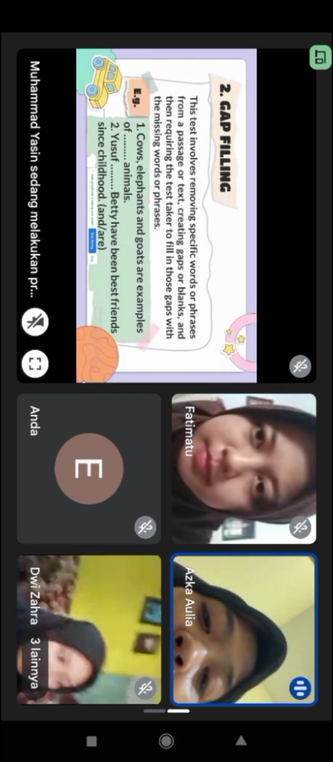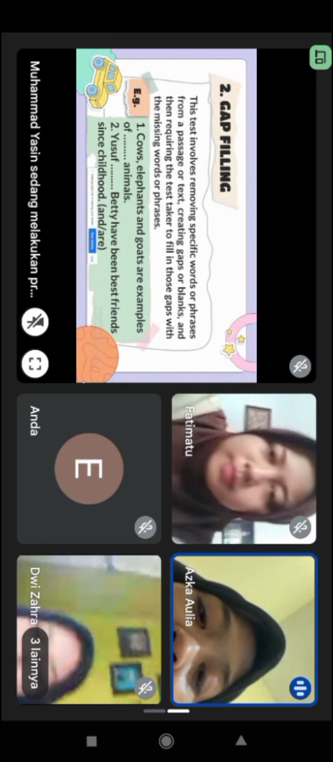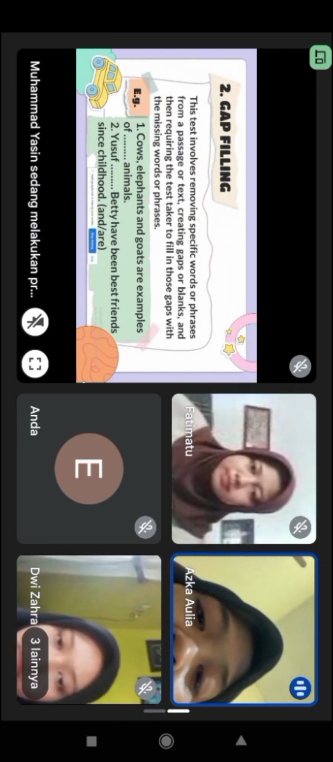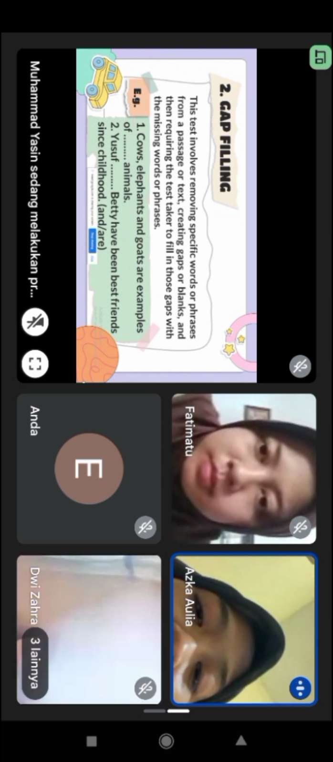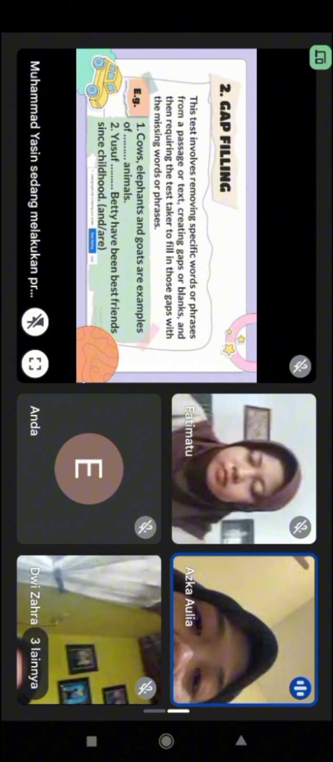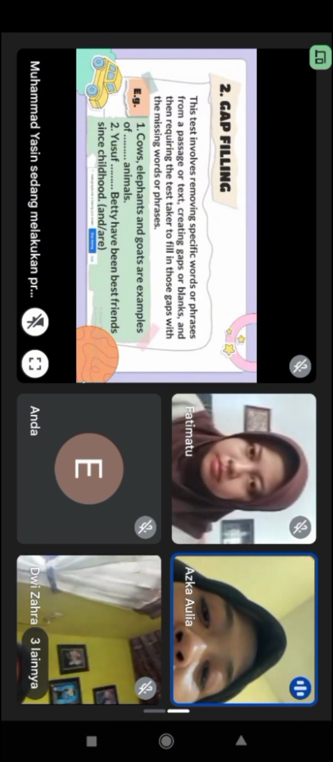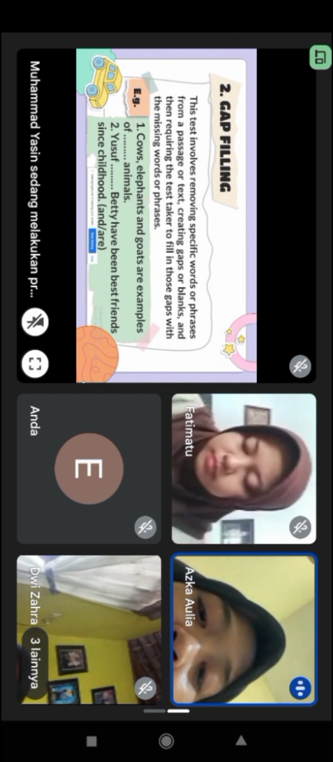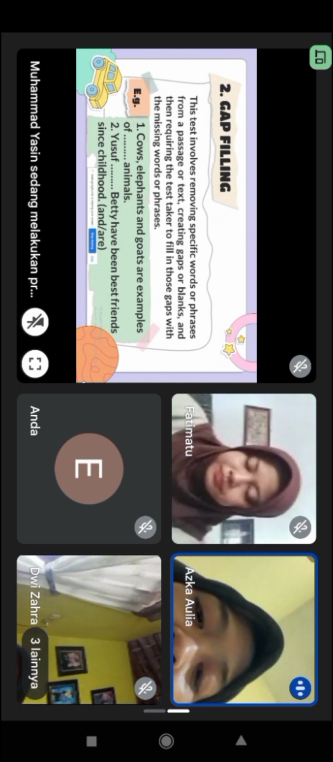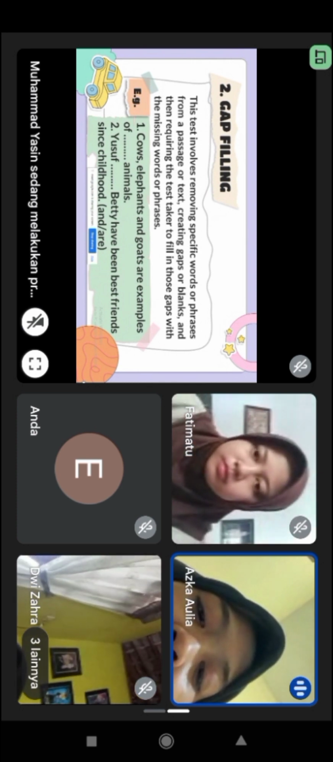Example of gap filling: number 1, cows, elephants, and goats are examples of blank animals. And question number 2, Yusuf, blank, Betty have been best friends since childhood. And the answer to number 1: cows, elephants, and goats are examples of herbivorous animals. And question number 2, the answer is: Yusuf and Betty have been best friends since childhood.